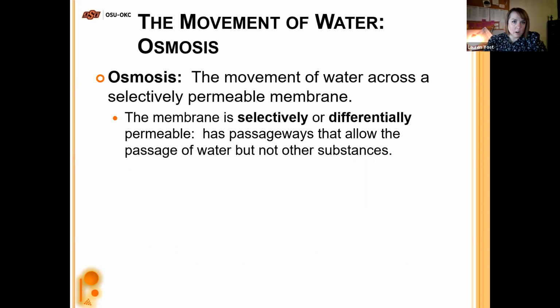So osmosis. So getting into this concept of osmosis. I know you guys have heard of Osmosis Jones, but when you hear osmosis in this class, I want you to think of actual proper osmosis. And osmosis is the movement of water across a selectively permeable membrane. So the membrane is selectively or differentially permeable. It has passageways that allow the passage of water, but not other substances.